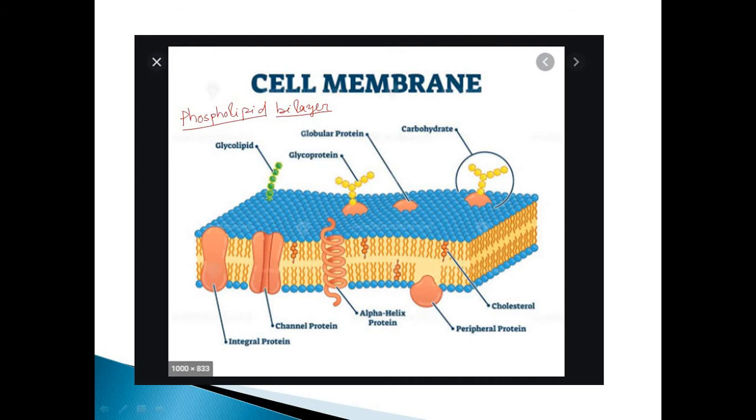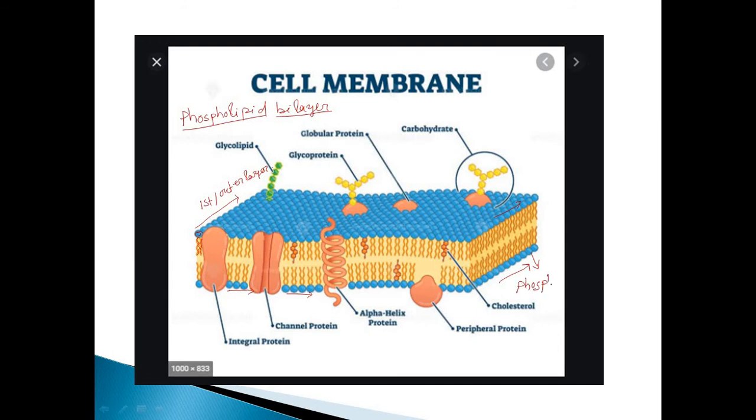Here you can see the phospholipid molecule. This is one layer, the first or outer layer, and this is another layer here. You can see it in this direction also. These are the phospholipid bilayer, and this is the phosphate head.